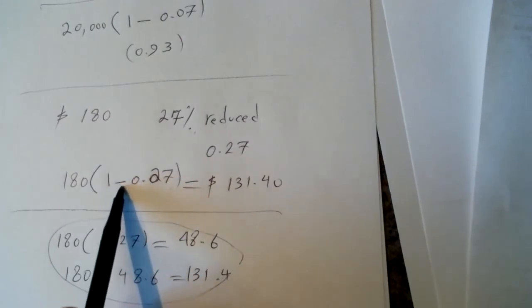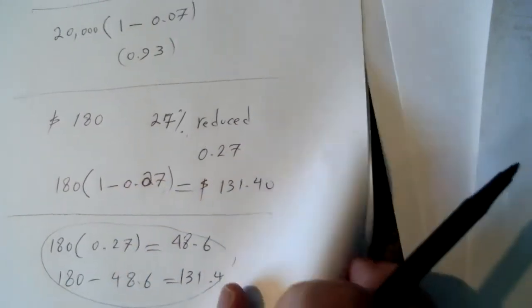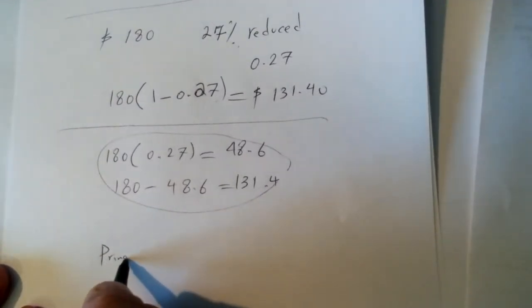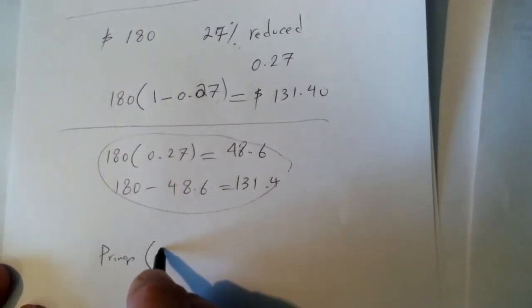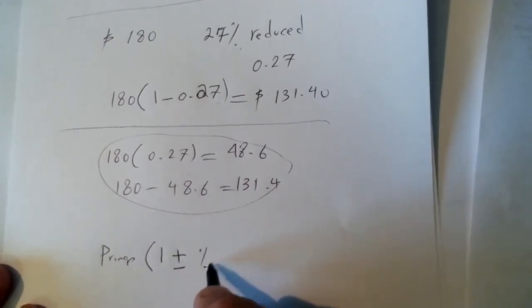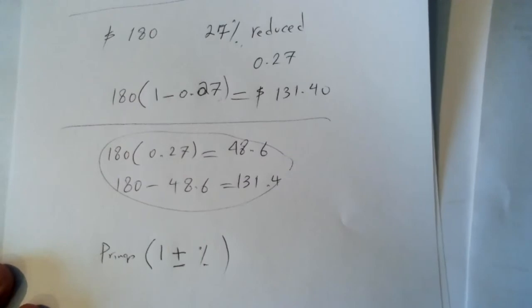Increasing is plus, decreasing is minus. So it's always like that. You take whatever the original number is, you multiply by 1 plus or minus the percent. This is in case of increase, tax, tip. This is in case of reductions. All right.